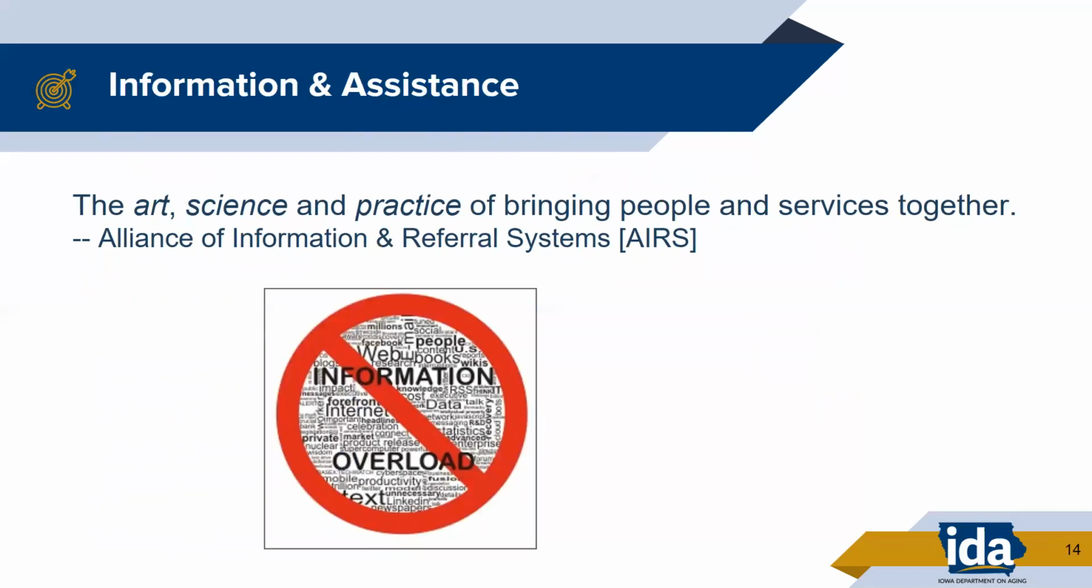The Alliance of Information and Referral Systems, or AIRS, has a definition of I&A that is the art and science and practice of bringing people and services together. Again, individuals are contacting your agency for a reason. They just may or may not always be able to clearly state that situation because it's stressful and serious and they're not able to articulate it. So it really is a practice of finding what those individuals need and using all those skills that you all possess.